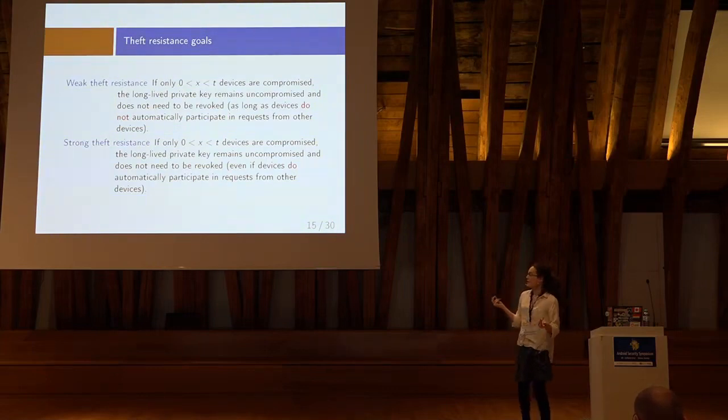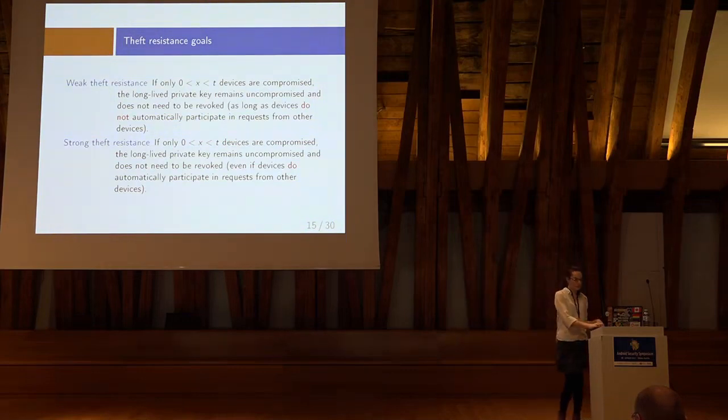Strong theft resistance is where even if people are saying yes automatically, so the attacker only steals one device, they still don't learn your private key. Even if they can get an output like a signature or they can decrypt something, they don't get your private key, so they can't do that again in the future once you've revoked the device that they've stolen. So again, Shatter has strong theft resistance.